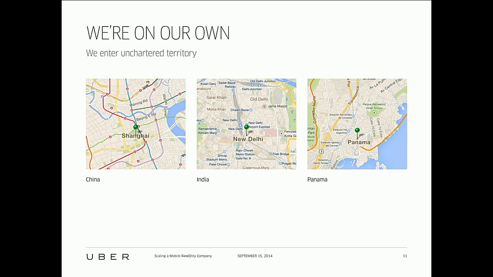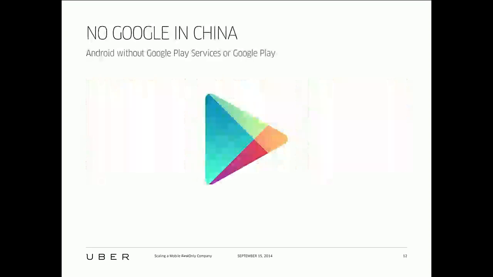But it's great. And then every single thing got difficult after we started expanding past those cities. And this is where we really had to rethink how we were doing mobile development at Uber, because things just got so local that it became difficult. I'll give you a few examples. India, China, and Panama. I'm sure a lot of you have dealt with this. In China, there is no Google. So you've got no Google Play services, and you've got no Google Play.